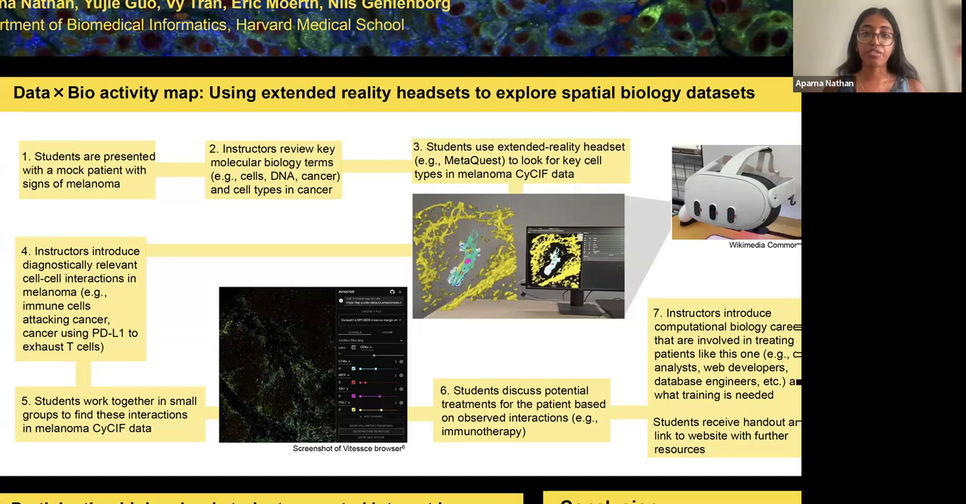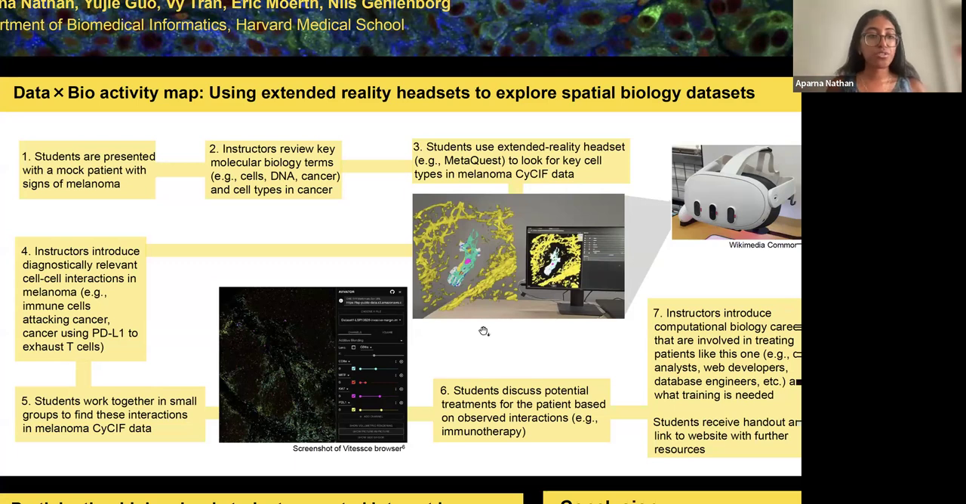With this shared group of information, students were then able to explore on their own using extended reality headsets to look for key cell types in melanoma CyCIF data. This is spatial single-cell protein data, where proteins were stained using various antibodies and visualized in 3 dimensions. The Meta Quest headsets that we used for this particular session allowed students to actually see the tissue hovering in the space in front of them, where they could reach out, touch it, grab it, move it, reorient it, which gave a little bit more of an interactive feel to the activity.